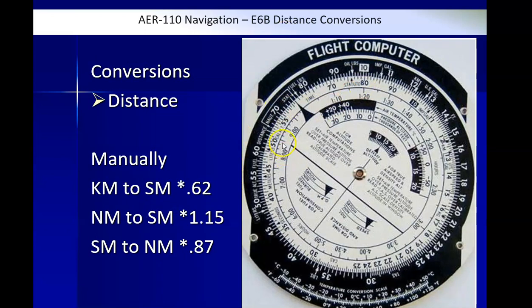To do distance conversions, right here is nautical miles, right here is statute miles, and right here is kilometers. And these are your conversion factors. Kilometers to statute miles is times 0.62. Nautical miles to statute miles, it's 1.15. So you multiply your nautical miles by 1.15 to get your statute miles. And statute miles to nautical miles, it would be multiplying by 0.87. These positions on the computer side of the E6 make that conversion for you. There they are.